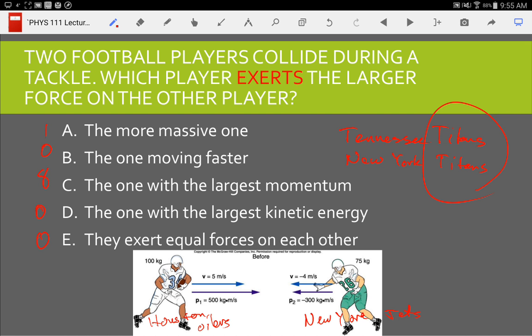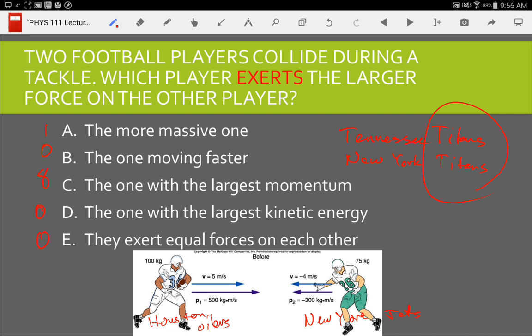So you have these two guys, you have the collision, and the one with 100 kilograms has more momentum. He's going faster, and he's got more mass. He has more momentum. He's going to deliver a bigger hit, but they're both going to have the same force. It's just the other guy's going to receive more. When he gets hit, what is the direction of the total momentum between those two players? It's going to be 500 minus 300 because they're opposite directions, so 200. So you have 200 kilogram meters per second is your momentum.